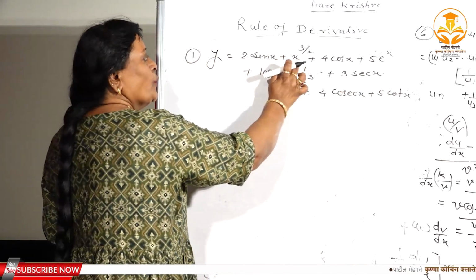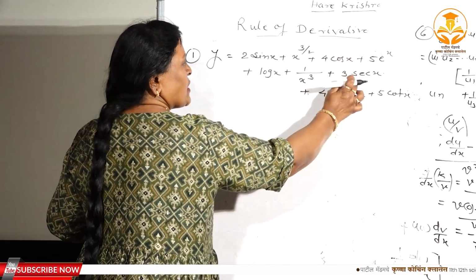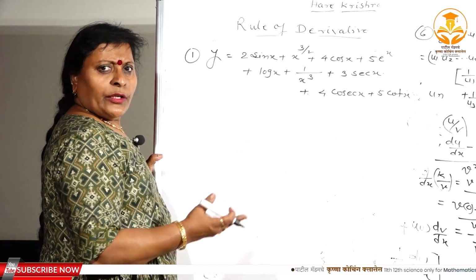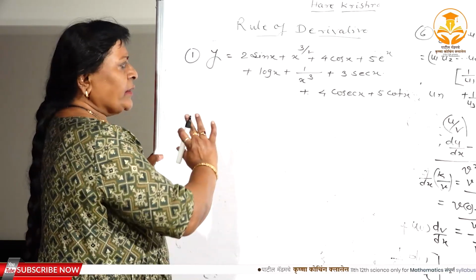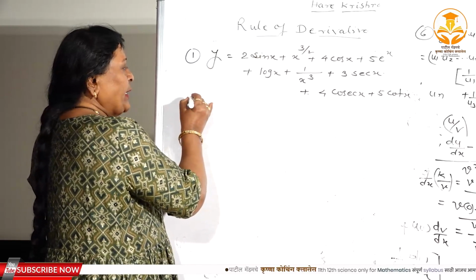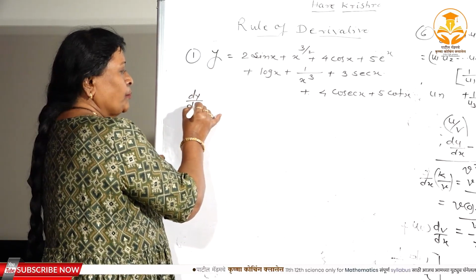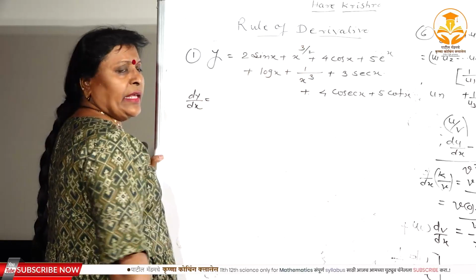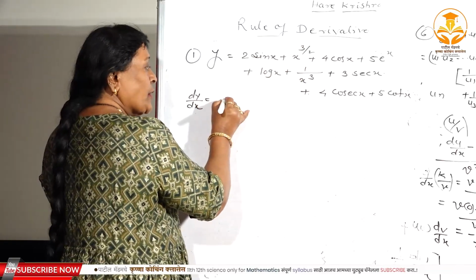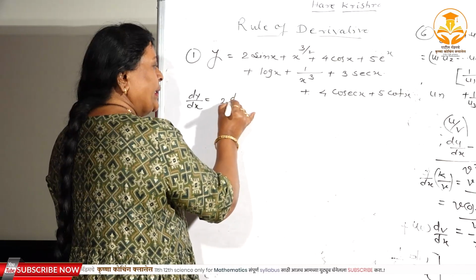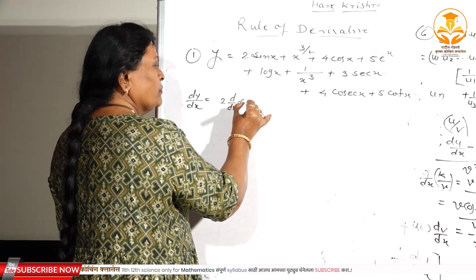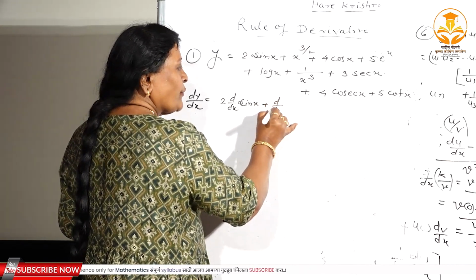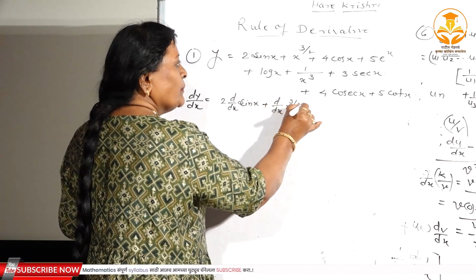See here 1, 2, 3, 4, 5, 6, 7, 8, 9. 9 functions addition hai. You can easily find out. See here, take one by one derivative dy by dx. Means what here? d/dx of y. Means y is, how many functions are there? Total 9 functions. Therefore first 2 remain as it is. Take d/dx of sin x. Right? Again d/dx of x to the power 3 by 2.